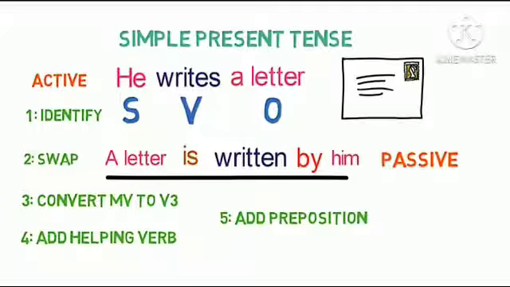Now, let us study about the changes from active to passive according to the tense. Firstly, we will go for simple present tense. It is written, he writes a letter. He is the subject, letter is the object. Now, again those 5 steps we are going to follow. We will change the position of subject and object, change the verb writes into its third form. We will add preposition by before the subject. So, the sentence will be, a letter is written by him.